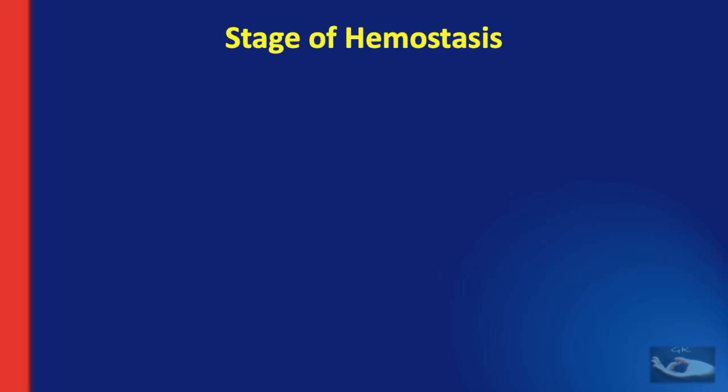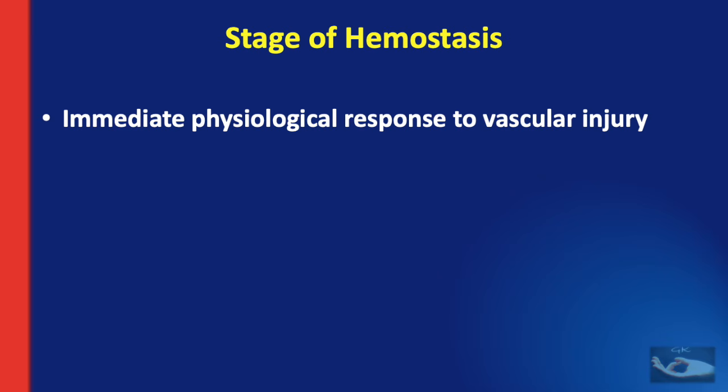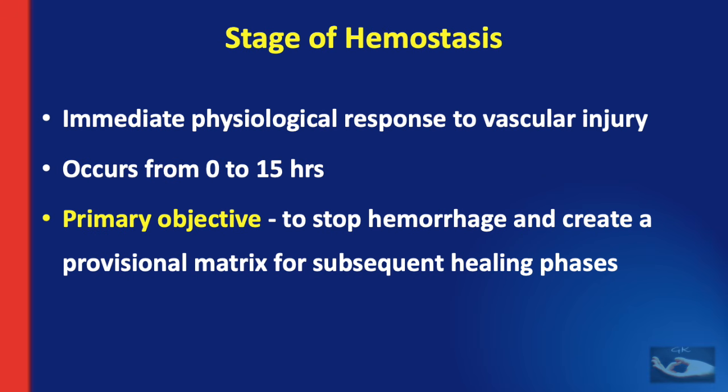First, the stage of hemostasis. When a wound occurs, obviously there has been injury to the blood vessels. So there is a vascular injury. This stage of hemostasis is the immediate physiological response to vascular injury, and it starts immediately at the time of injury and lasts for about 15 hours. The primary objective of this stage is to stop hemorrhage and create a provisional matrix for subsequent healing phases. The main players in this stage are the platelets.